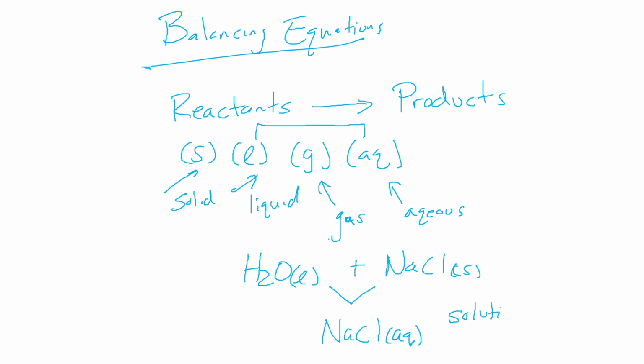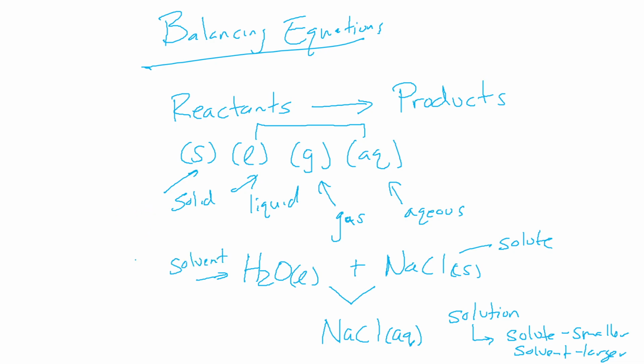It's a homogeneous mixture. And maybe in a later video, we'll talk more about a solution, but it has two parts. It has the solute, which is the smaller part, and it has the solvent, which is the larger part of a solution. By the way, in my example, the solute is the sodium chloride. The solvent is the water.